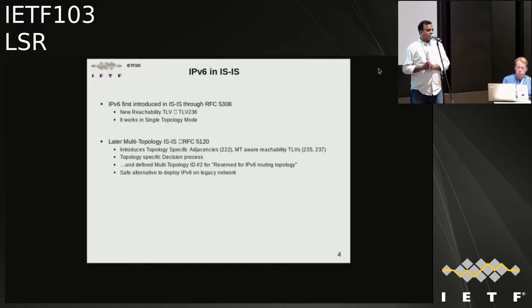And the second thing is RFC 5120. It is multi-topology. It has TLV 22, 235, 237. It is a per-topology decision process, and you come up with the routing table. But MTID 2 is called IPv6 routing topology. So that's a source of confusion, which I understand from a lot of people. Next slide, please.